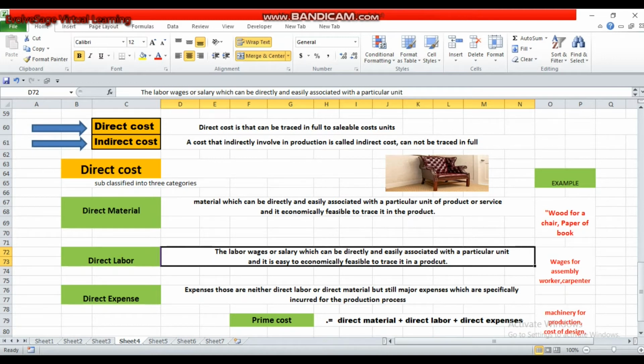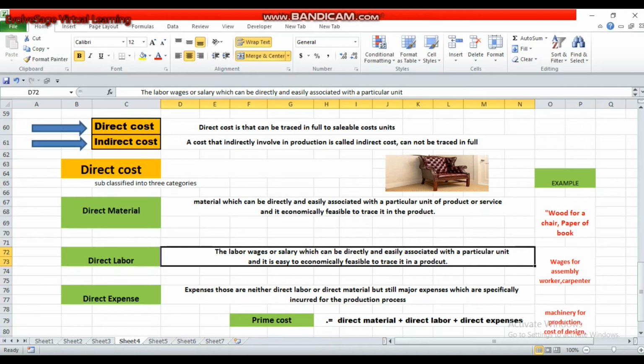So let's discuss direct material. What is actually direct material? Direct material is material which can be directly and easily associated with a particular unit of product or service, and it is economically feasible to trace it in the product. What does this definition tell us about direct material? This definition tells us that material will be called direct material if we can measure how much of it has been consumed in a single product.